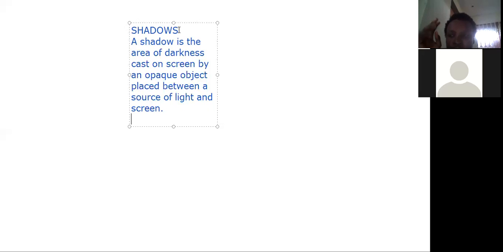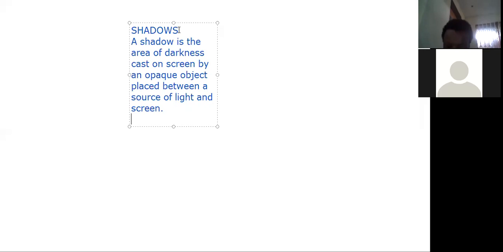And so what happens is that when an opaque object comes in between a light source and a screen, it forms darkness on the screen. And that darkness is a representation of the opaque object. Let me say it's the image of it on a screen. So before a shadow can be formed, there should be the light source, a screen, and the opaque object itself. I hope I've made myself clear.